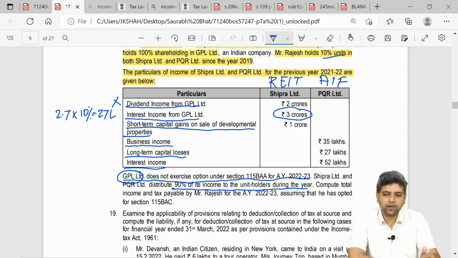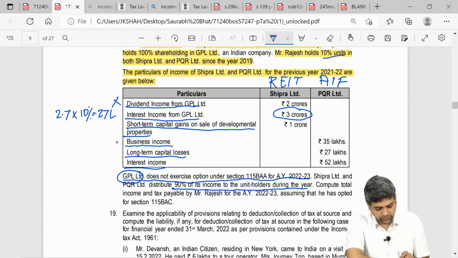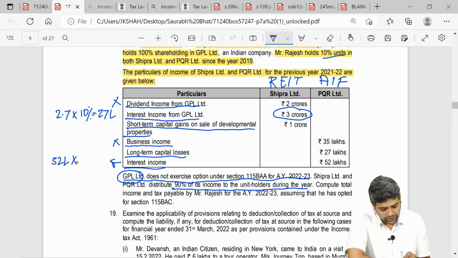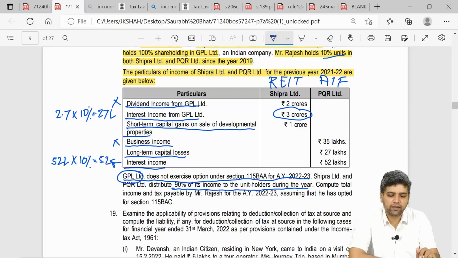Short term capital gain on sale of development properties, that would be taxable in the hands of business trust, so it would not again be taxable in the hands of unit holder. Let's look at AIF. AIF, as I told you, business income would be chargeable to tax in the hands of the AIF. Apart from that, they have given interest income, that is 52 lakhs. Now 52 lakhs multiplied by I am holding 10% stake, that is 5,20,000 would be chargeable to tax in my hands.